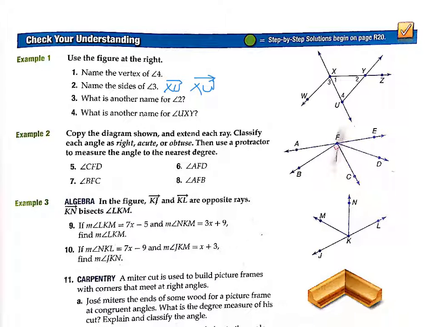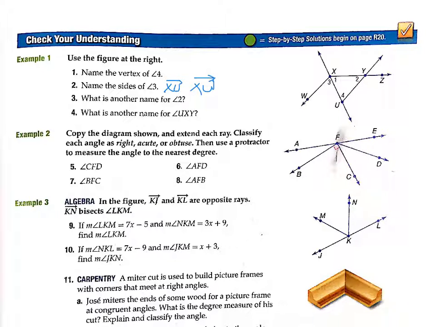What's another name for angle 2? So I find angle 2 here. Now, in this case, I can't just say angle Y, and here's why. If we go back to the other slide, the only angle that was there was X, so you can name it just X. But here at Y, I have this angle, angle 2, and this angle. So I can't just say angle Y.